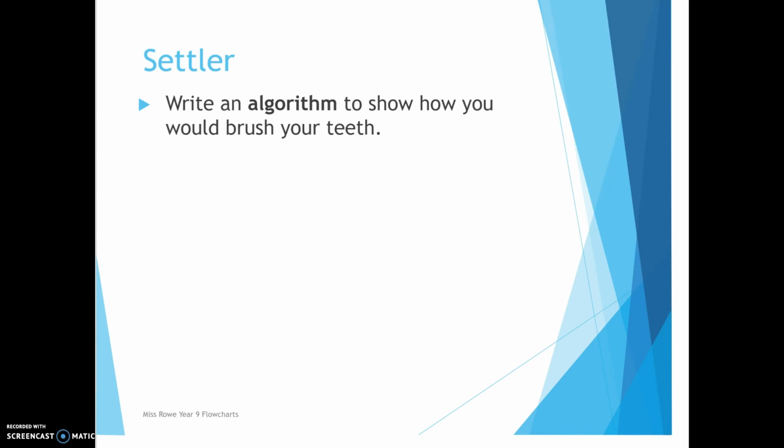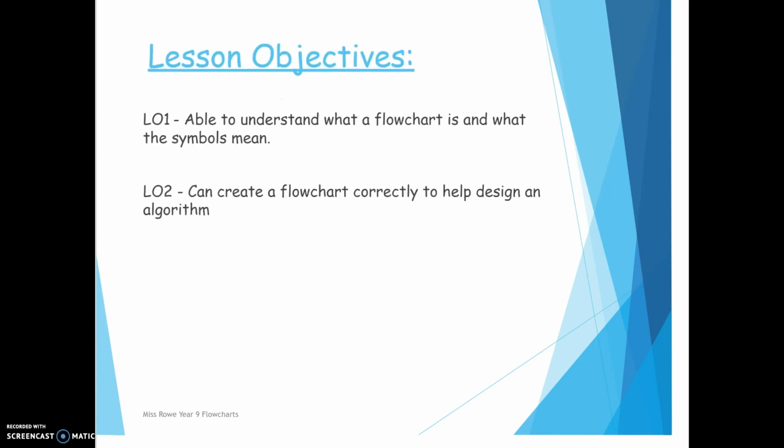So brushing your teeth, if that was the algorithm, there are different steps you must take. So let's have a look at the lesson objectives. We're able to understand what a flowchart is and what the symbols mean, and lesson objective 2 was, can create a flowchart correctly to help design an algorithm.